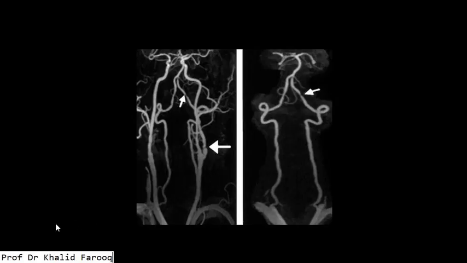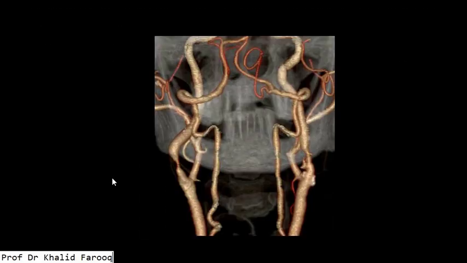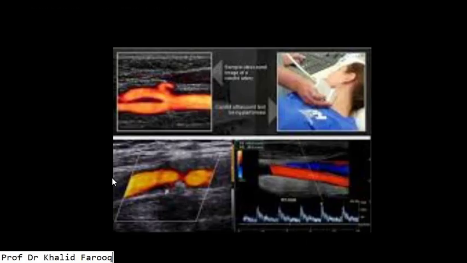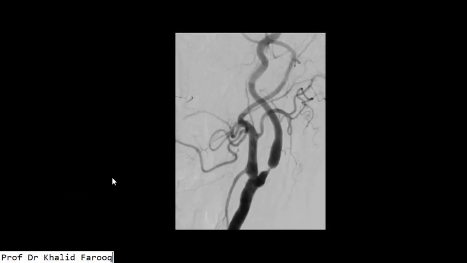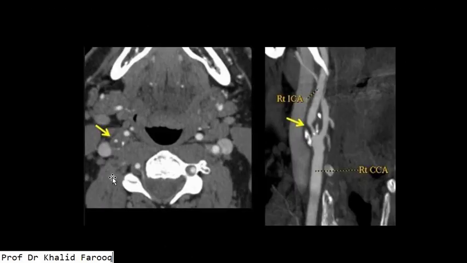Now we have covered examples of assessment of carotid vessels with the help of different imaging modalities. We can repeat it. That is, number 1, Doppler study. Number 2, conventional angiography. Number 3, CT angiography. And number 4, MR angiography.